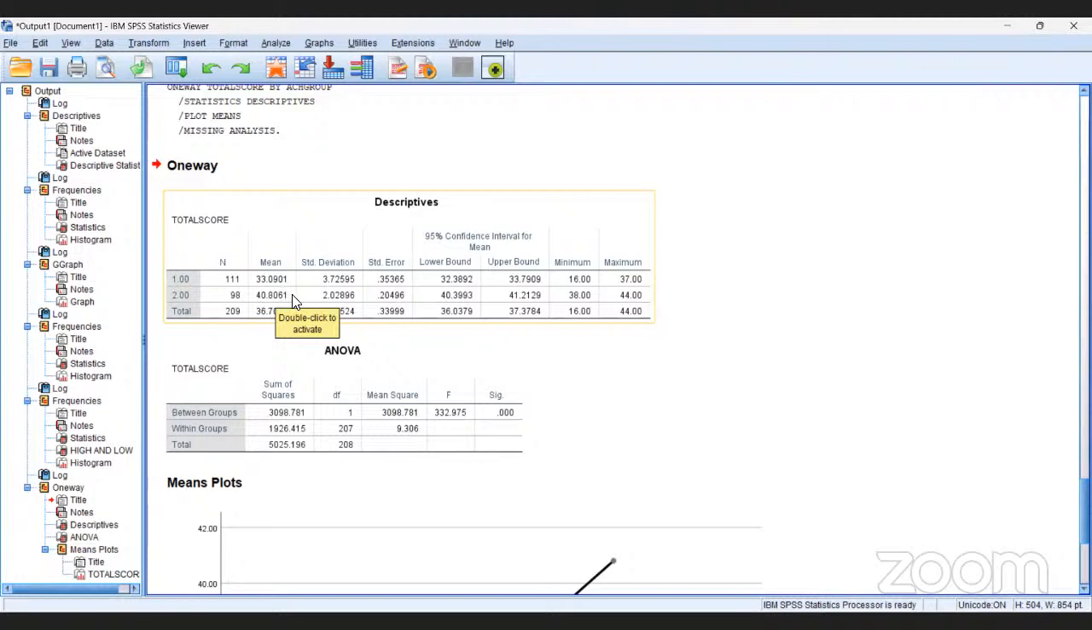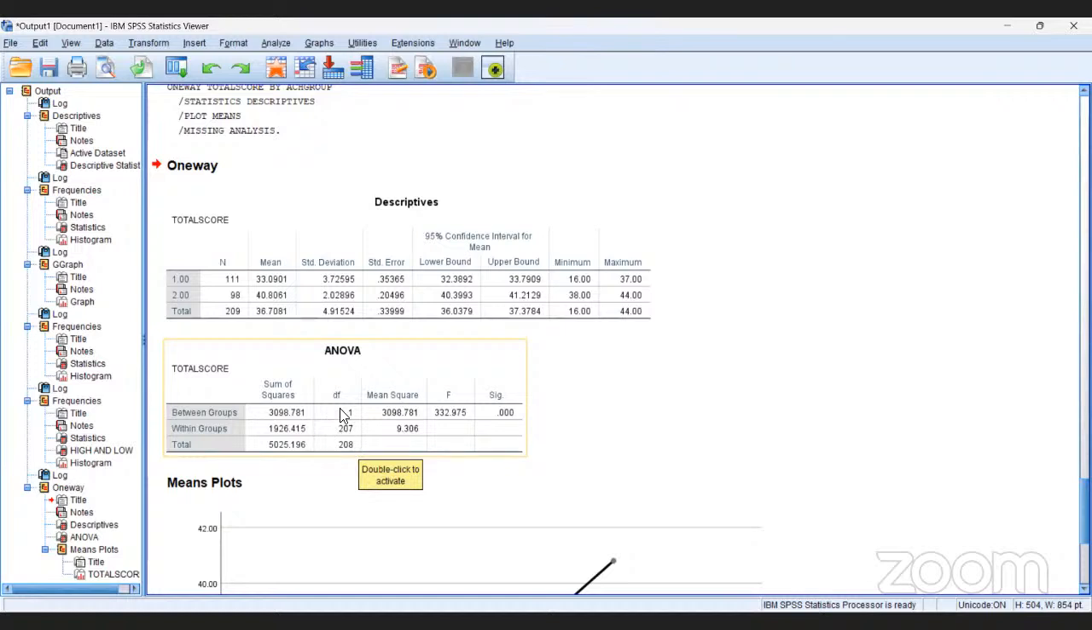Therefore, there were only 2 groups. Then why did we do ANOVA? Shouldn't we have done a t-test? Yes. So here you can find the ANOVA. This is the between group sum of squares, and this is DF, degrees of freedom, and this is the within group sum of squares, degrees of freedom 207. And the total is 208, that is 209 minus 1.